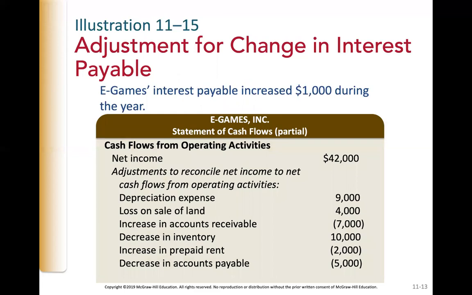eGames interest payable increased $1,000 during the year. Interest payable is a current liability. An increase in interest payable indicates the company recorded interest expense of $1,000 for which it did not pay. In other words, the $1,000 increase in interest payable reduces net income because of the interest expense, but has no effect on cash. To adjust for cash being greater by $1,000, we need to add the increase back.